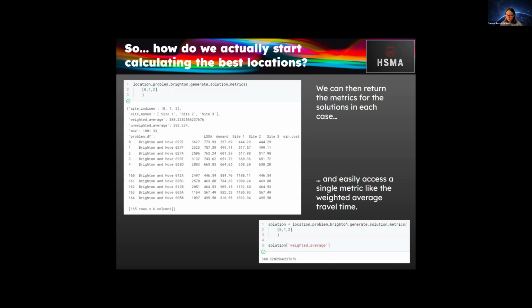We can also easily access a single metric like the weighted average travel time. So I've created this solution object, which is the location problem, the output of the generate solution metrics method, and I've passed in a list of the possible combinations. And then by using this to index our data frame, I've pulled out just the weighted average. So I could put that inline in a report. I could say the best possible solution has solution weighted average, and that's the output that we'll get. You'll love Quarto for that when we get to it, for being able to put little bits of your code straight into the text outputs of your reports.